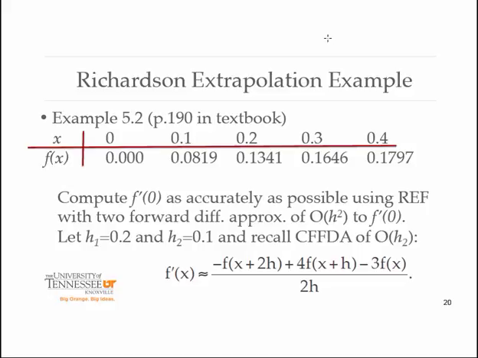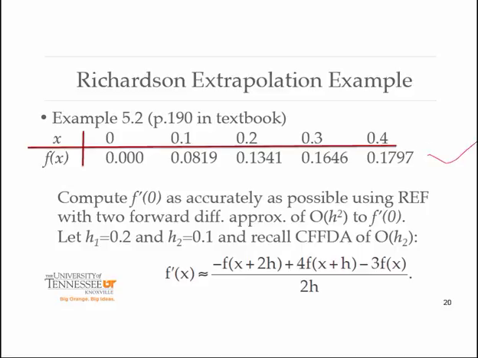So let's do an example out of the textbook. This is example 5.2 on page 190 of the textbook, which is an illustration of Richardson extrapolation, how to use the Richardson extrapolation formula. So suppose you had this data for x. You have functional evaluations at 0, 0.1, 0.2, 0.3, 0.4. Notice that's forward marching, especially if x was time. It's moving forward in time. F of x has the corresponding values in the table. You can see for each one of those.